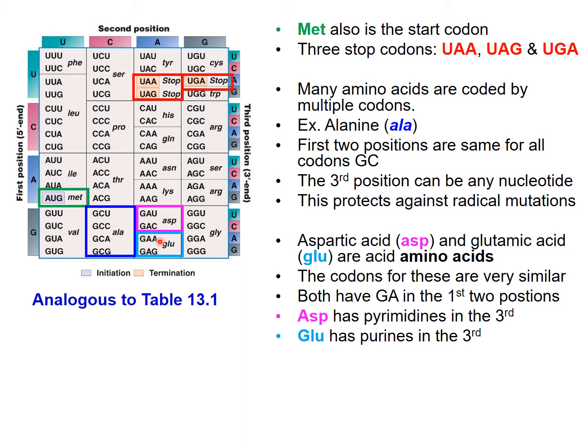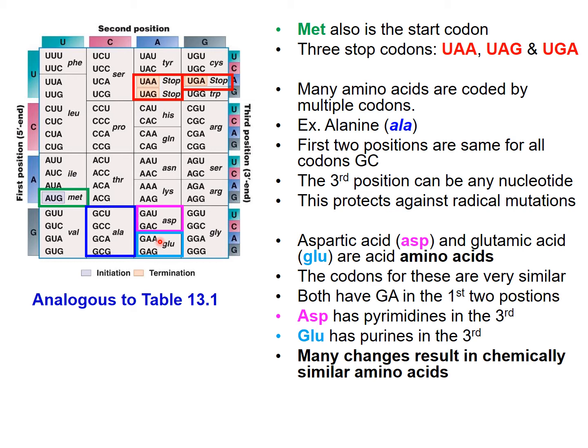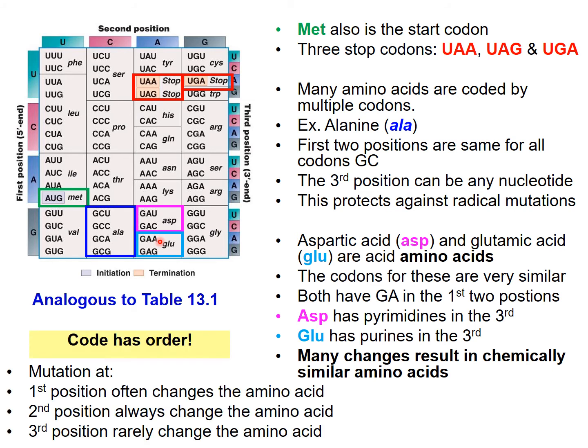This again protects against radical mutations, because even if there's a mutation from U to C, it's still going to be aspartic acid. But if there's a mutation from U to A, well, it's still going to be an acidic amino acid. It's still going to have very similar properties. And if you look throughout this code, you'll see lots of other examples of this. So there are many changes that result in chemically similar amino acids.